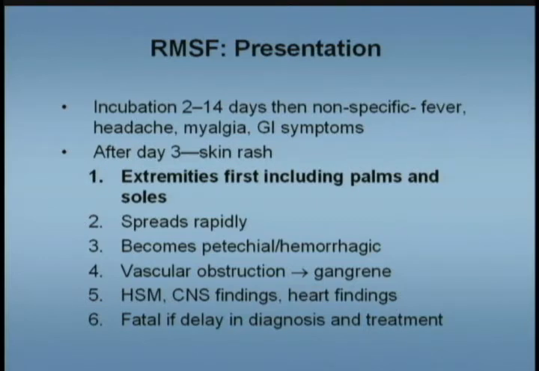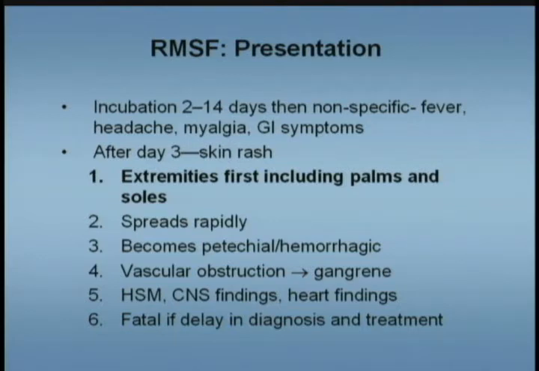Remember, a lot of these diseases that have rashes, you have to basically figure out where they start, the progression of them, and that helps you to determine which disease it might be. So with Rocky Mountain spotted fever, it'll start in the extremities, the hands and feet, and it works its way inward. It will spread very rapidly, and you can get these purpuric lesions.